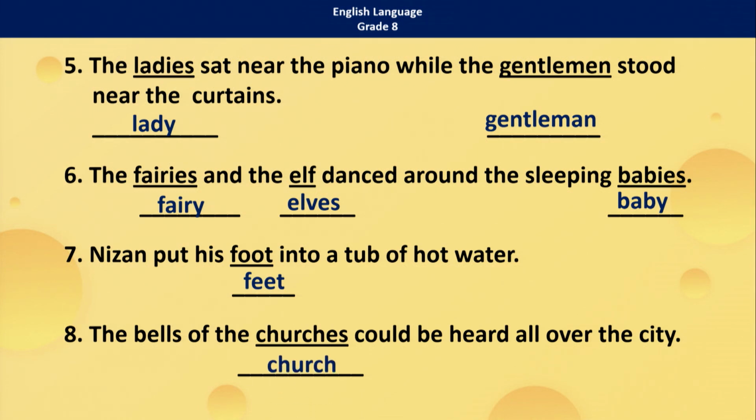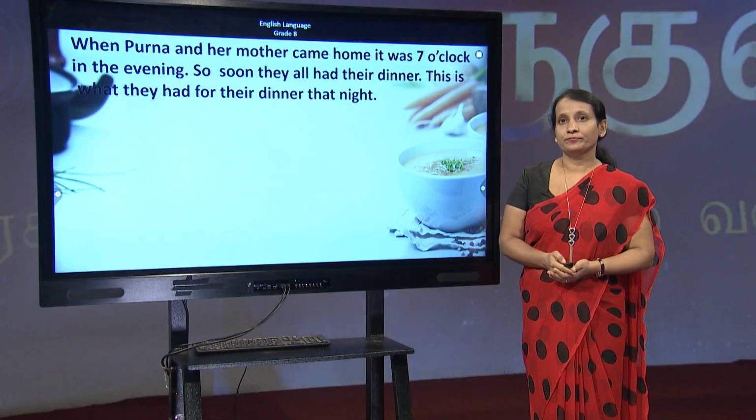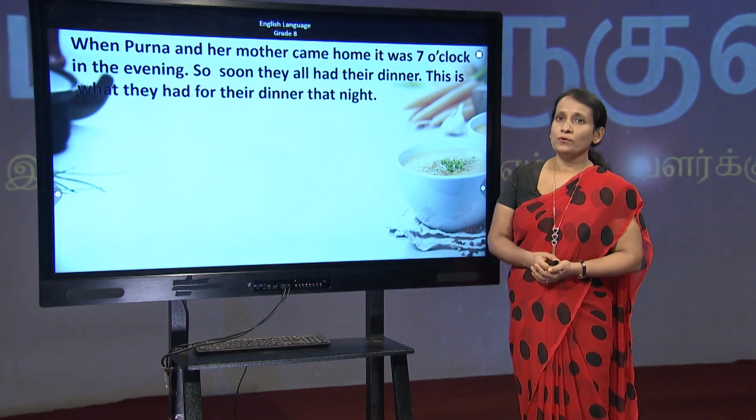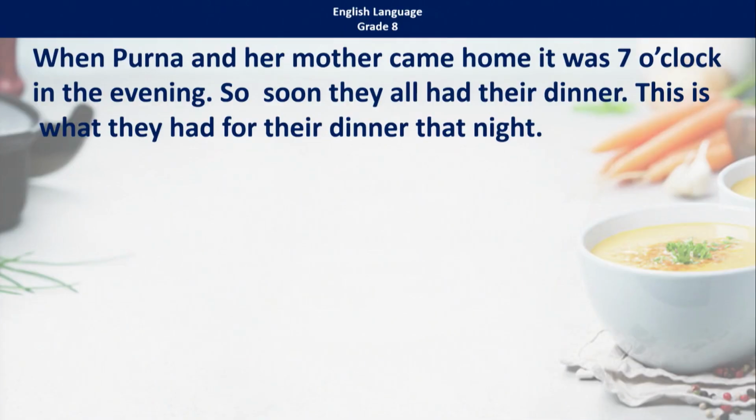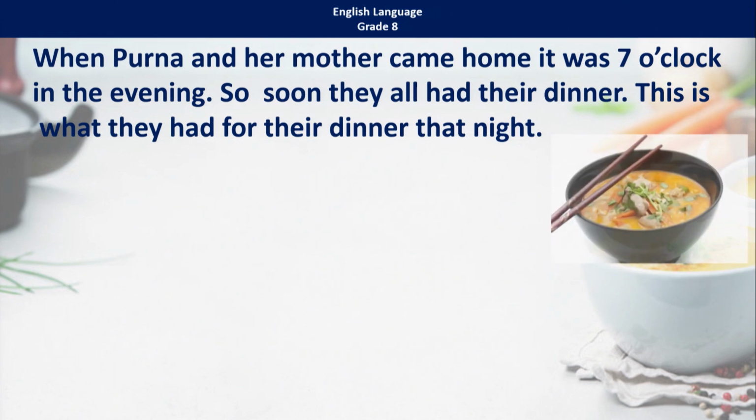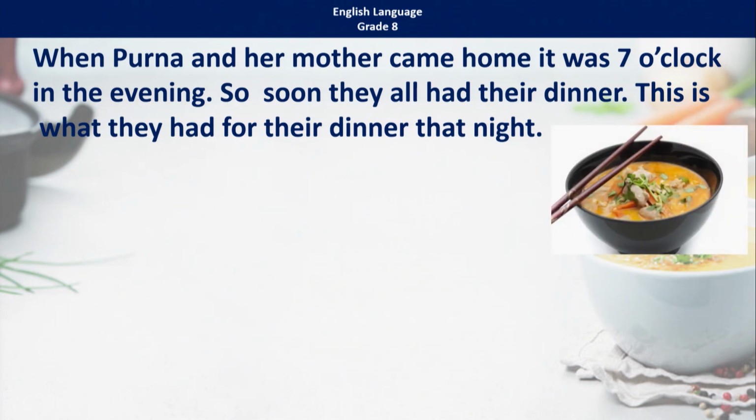Fine children, we have come to the end of that activity as well. Alright, so what is this now? When Purna and her mother came home, it was 7 o'clock in the evening. So soon they all had their dinner. This is what they had for their dinner that night. Okay. What is that? They had soup. Not all. We'll see who had soup.